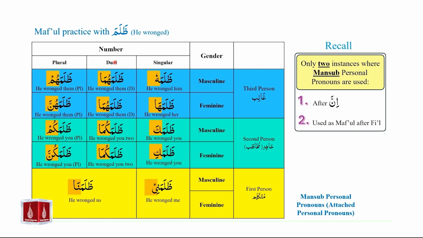So, in all of these examples, we can see the mansoob personal pronouns that are highlighted in orange. Hu, huma, hum, ha, huma, hunna, ka, kuma, kum, ki, kuma, kunna, ya, and na. And all of these mansoob personal pronouns are used as maf'ul.